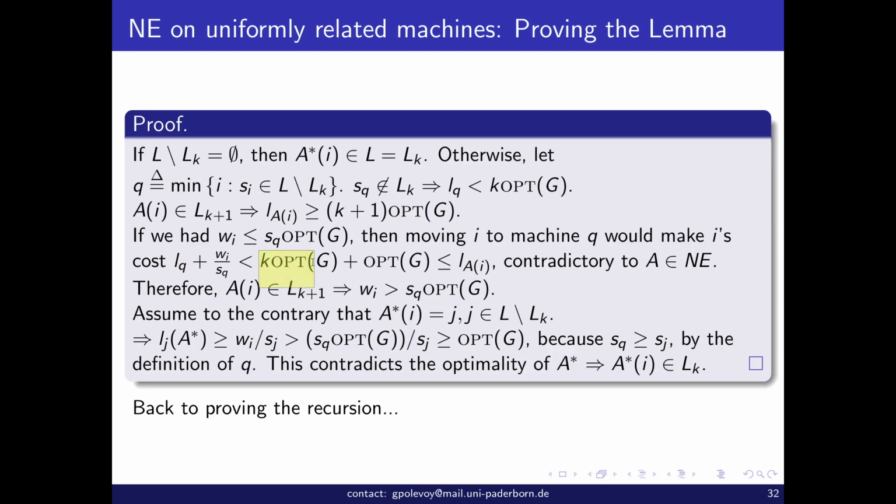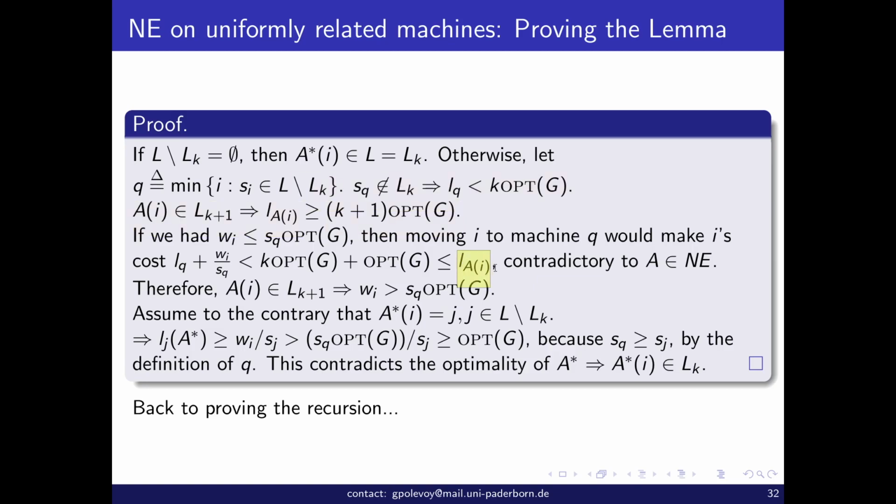Now we know that the cost of Q is strictly smaller than K times optimum, because this Q is not in LK. Since we assume that Wi is at most SQ times optimum, then Wi divided by SQ is at most optimum. So this is at most optimum. And K plus 1 times optimum, by the assumption that A of I is in LK plus 1, is at most the cost of I under A.